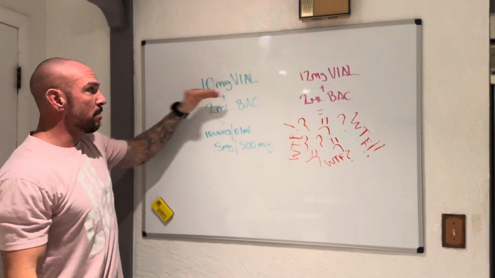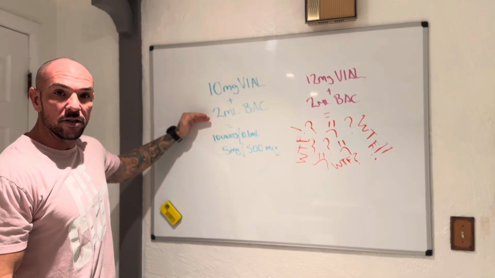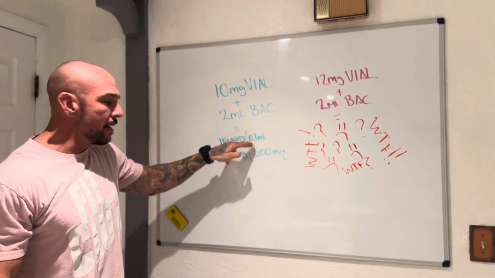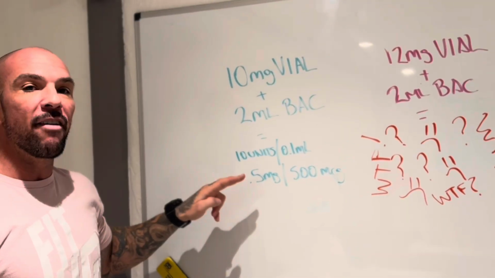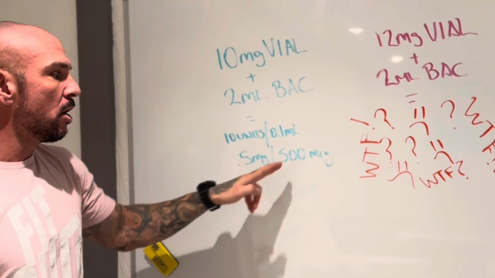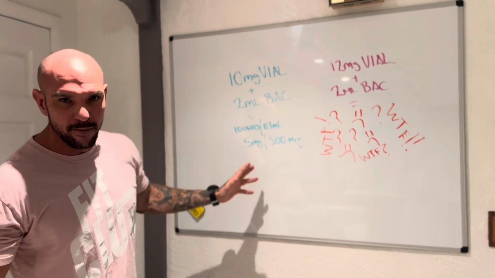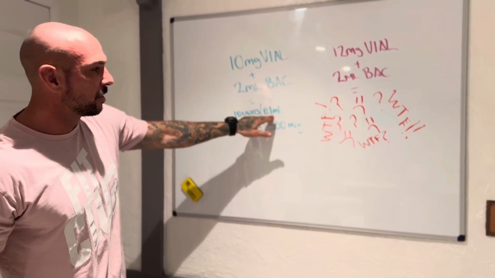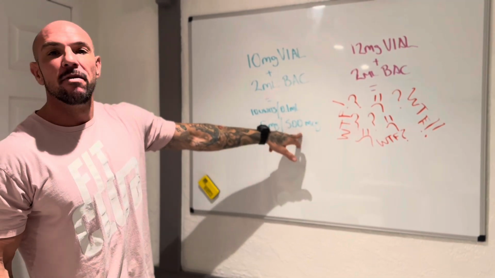So you have a 10 milligram vial plus 2 milliliters of bacteriostatic water. Every 10 units, or 0.1 ml, is equal to 1/2 milligram, 0.5 mg, or 500 microgram. That's the same measurement, okay? All four of those are the same measurements: 10 units, 0.1 ml, 0.5 milligram, 500 microgram.